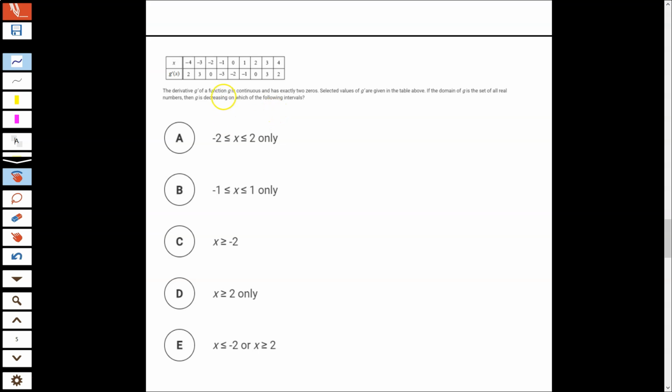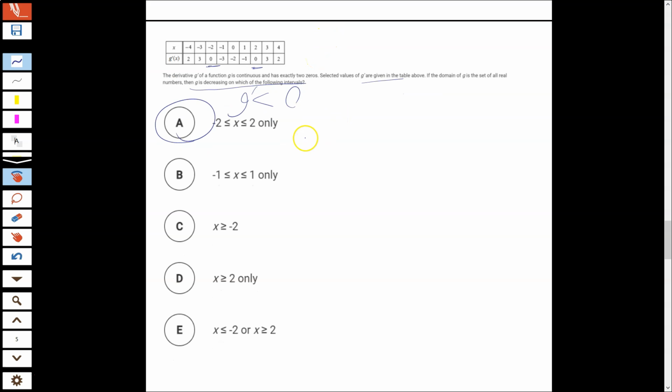So the derivative g prime of function g is continuous and has exactly 2 zeros. And then g prime is given in the table above. Okay, so here are 2 zeros, right, at negative 2 and 2. G is decreasing on which of the following intervals is what it's asking. So G decreasing means G prime is negative. So that looks like from negative 2 to 2. Right? Only place that's negative. Okay. So these I don't think are super challenging. Just remember your little list of rules that I gave you and you'll be okay.